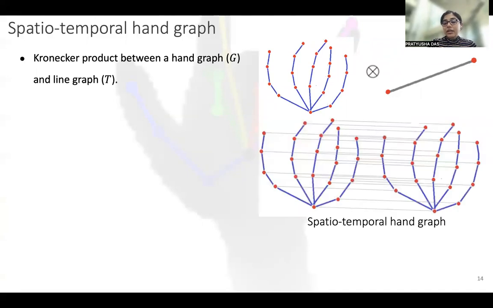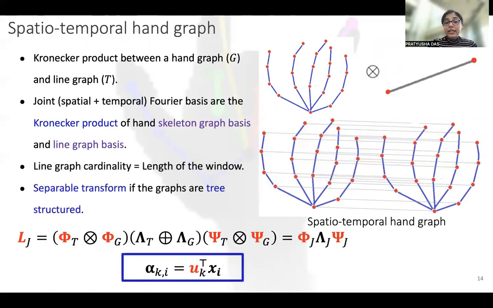Here, the line graph has cardinality, or number of nodes, equal to the number of frames in the window. So let's say one window has 30 frames, then the cardinality of the line graph is 30. Once we do this Kronecker product, this is the spatio-temporal hand graph. And the Fourier basis is also the Kronecker product between the skeleton graph basis and the line graph basis.